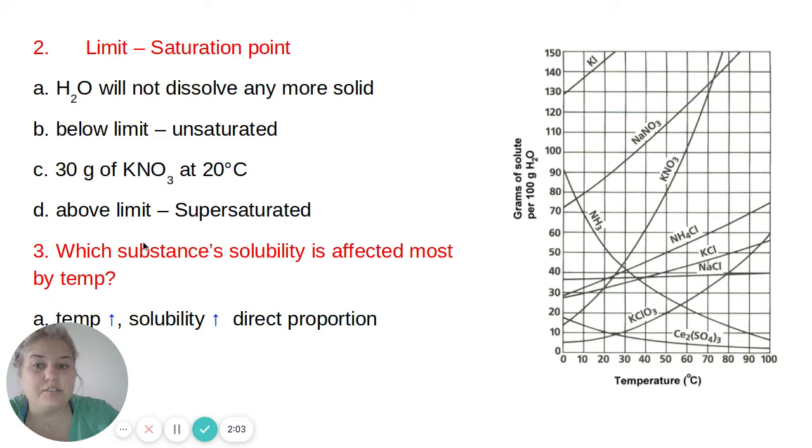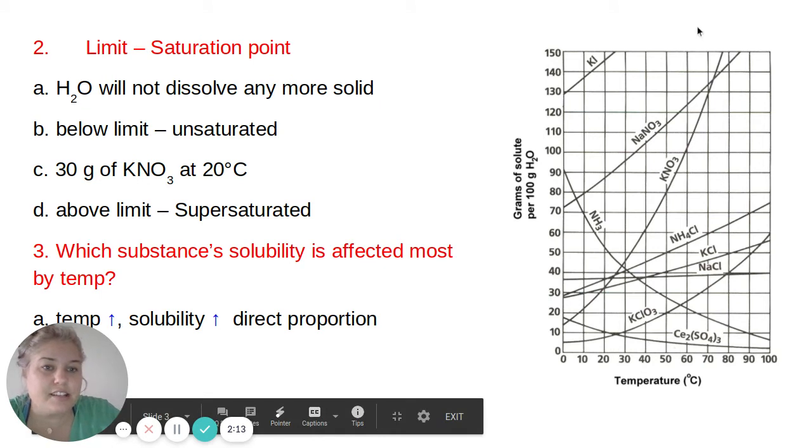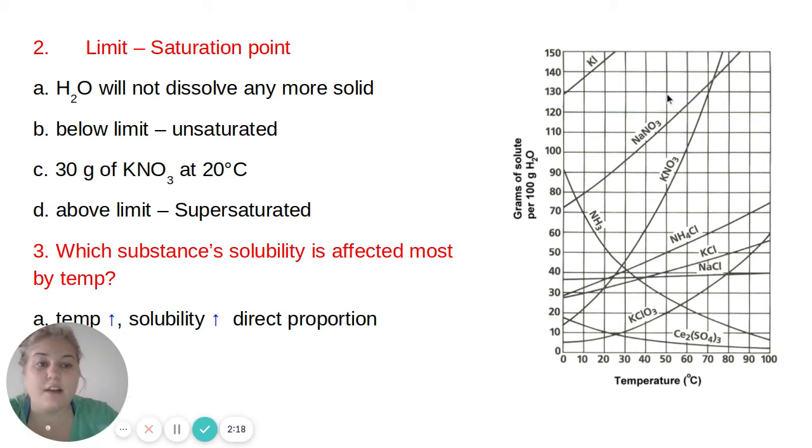That is something we call supersaturated. So that's D here, above the limit, is supersaturated. So the line is the limit. If you're above it, if I give you a point, I say like at 50 degrees Celsius and 130 grams of KNO3, how much will dissolve? You could say 80. 80 will dissolve because we can't dissolve all 130. Some of it won't. So the line indicates the maximum amount that can be dissolved.